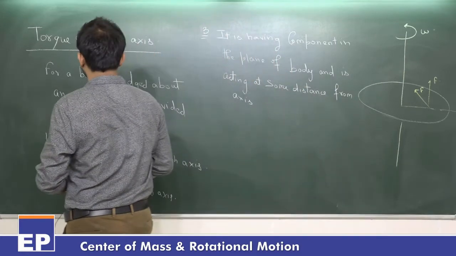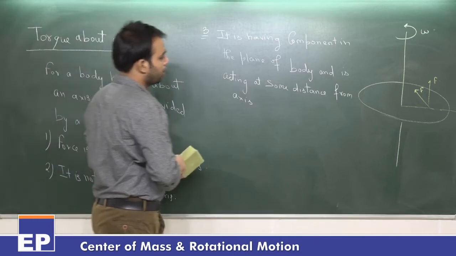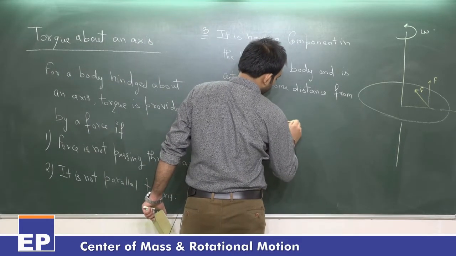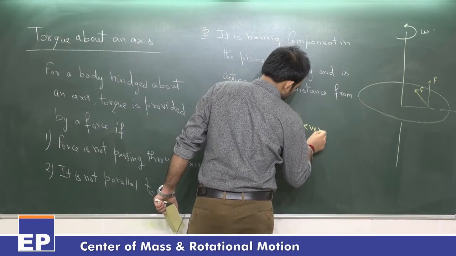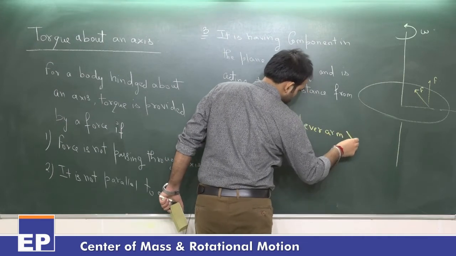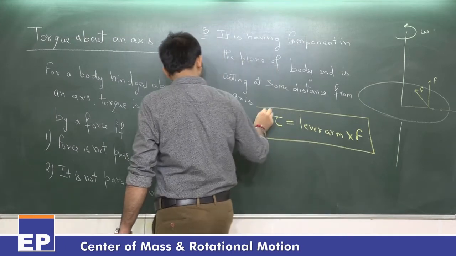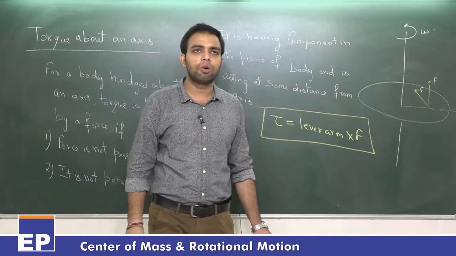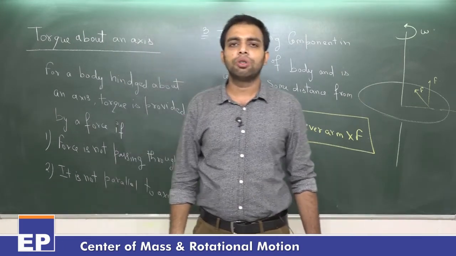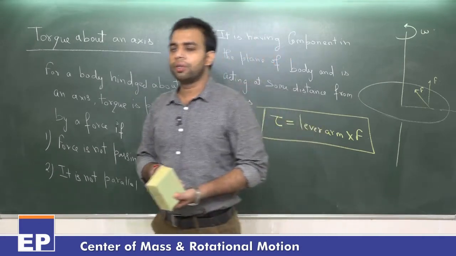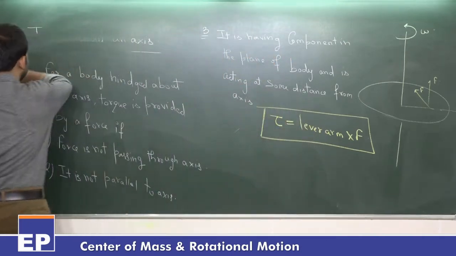That is the thing. And again the torque is the lever arm into F, the magnitude. And the direction of the torque can be clockwise or it can be anti-clockwise. Right?